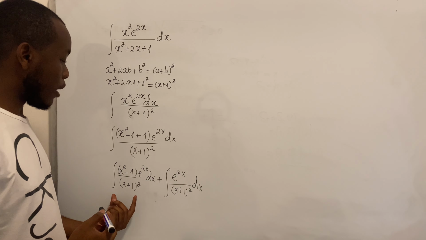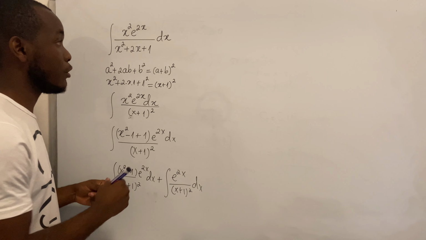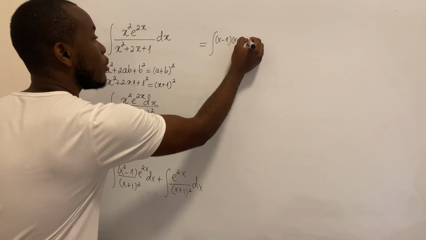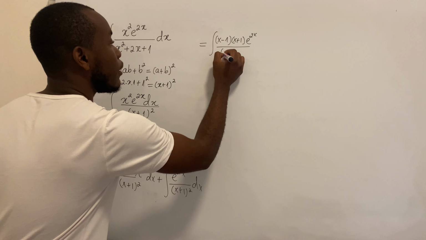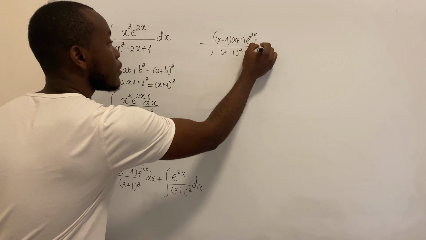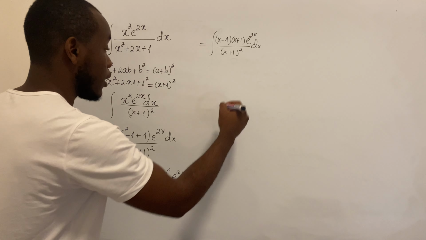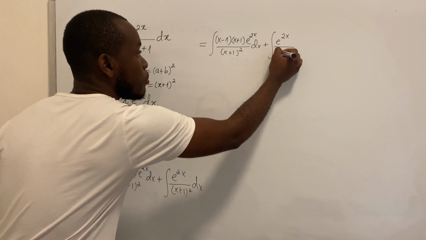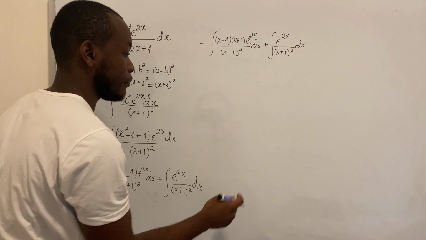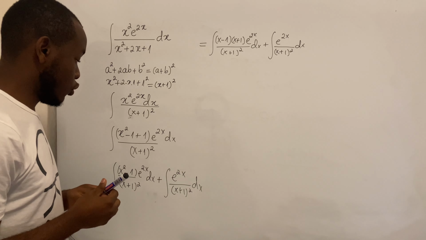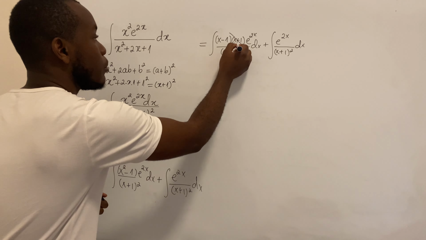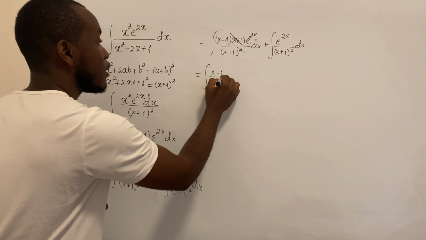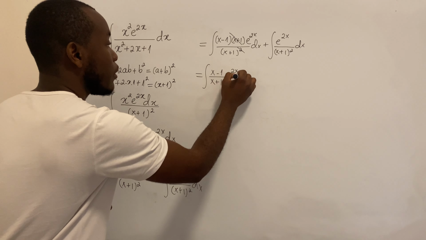Okay, so applying the difference of two squares on top, that means we're going to have the integral of x minus 1 times x plus 1, e to the power 2x over x plus 1 squared dx. And for this particular part, we can keep it for now. So we're going to have e to the power 2x over x plus 1 squared dx. Okay, so we can simplify this with this one. So we're going to have the integral of x minus 1 over x plus 1, e to the power 2x dx.